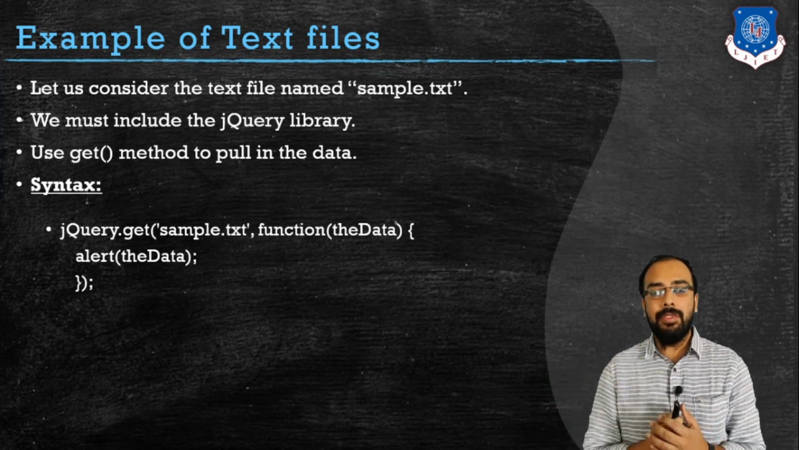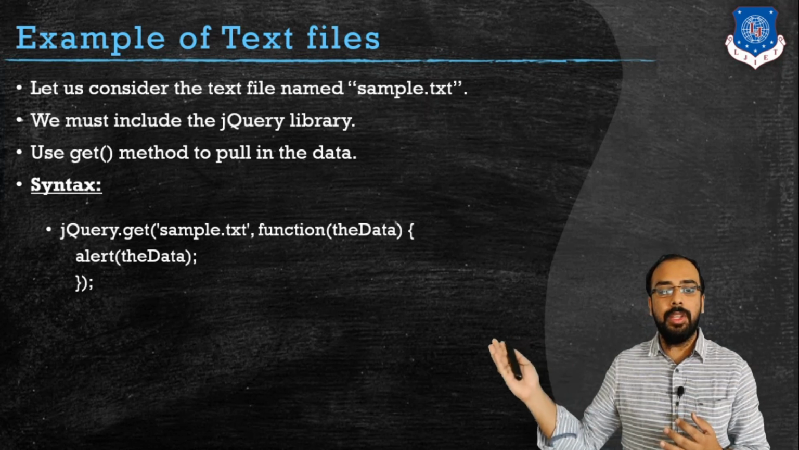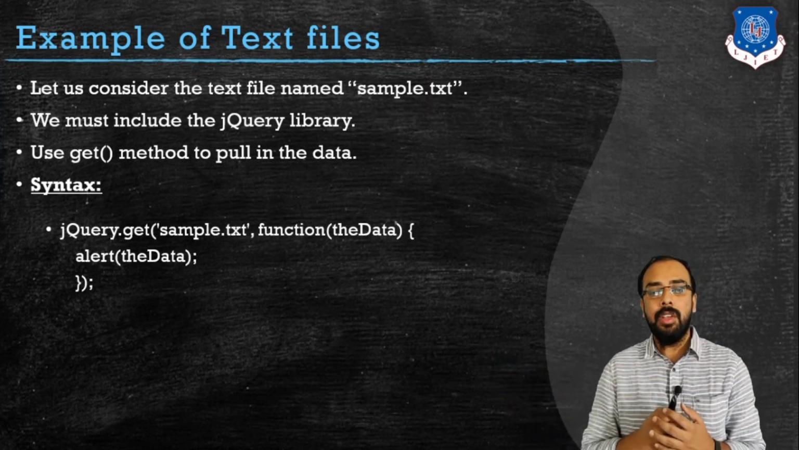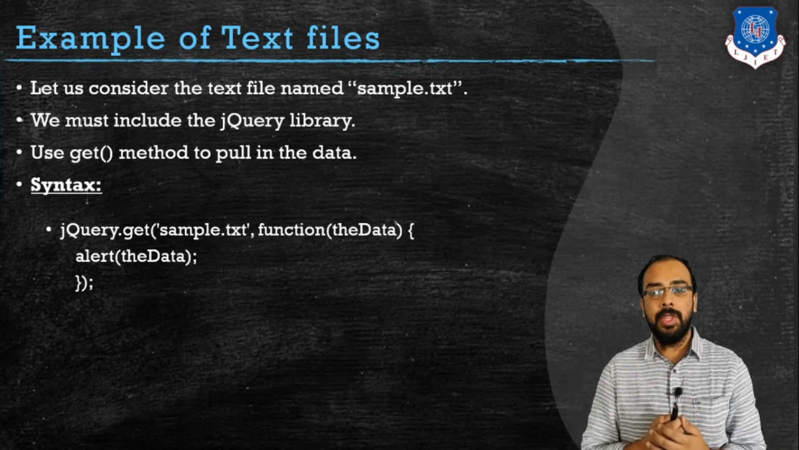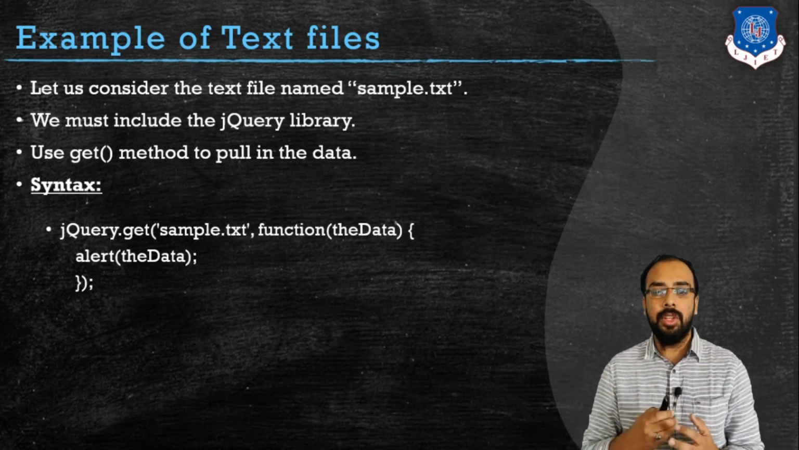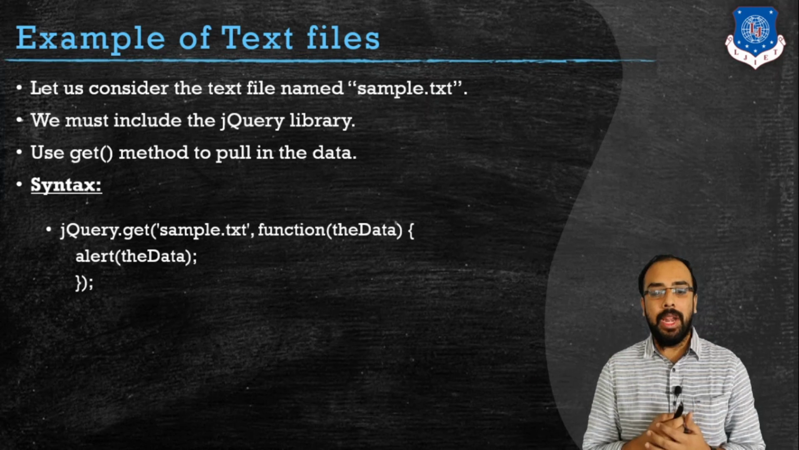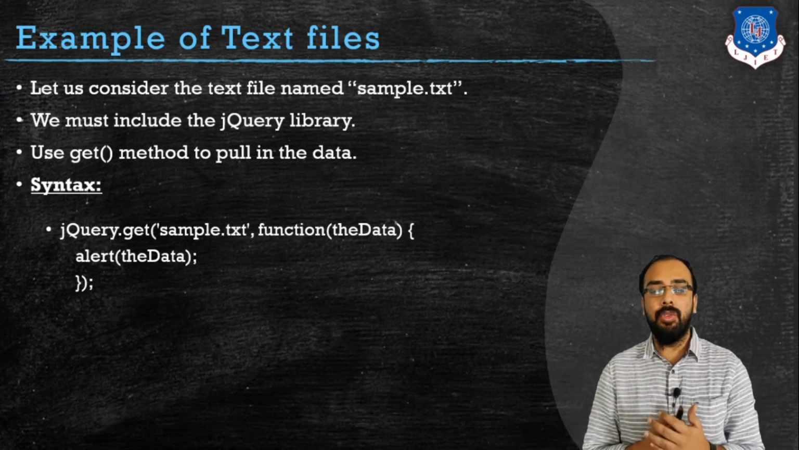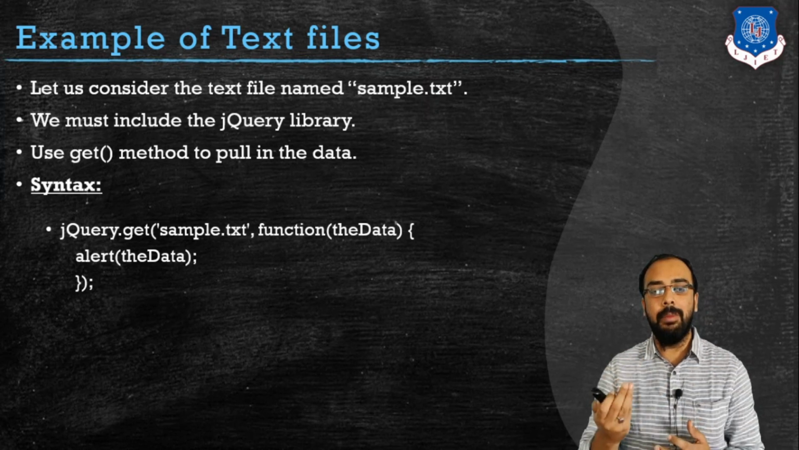There is a built-in function provided by jQuery, as you can see over here, that is the get method or get function. It will pull your data from a particular text file and present it to you. Here you can see the syntax of how we can use the get function. This get method is inside jQuery, so we are using jQuery.get. It takes two parameters: the first is the file that you want to read, and the second is a function that we implement to display the data inside our HTML file.